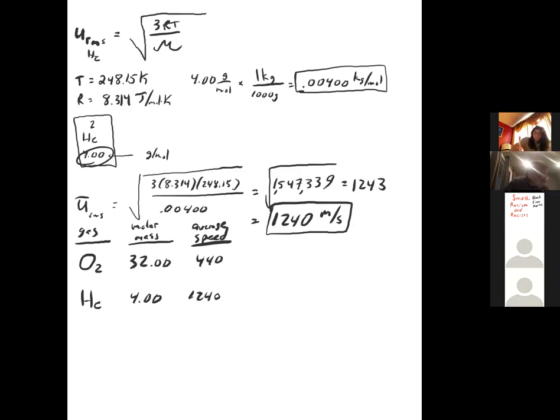Hydrogen, H2, it has a molar mass of 2.02. Okay, so this one's going to move even faster. I'll just do a quick little calculation. 3 times 8.314 times 248.15 over 0.00202. Hydrogen, on average, these molecules move even faster than helium. 1,750 meters per second on average.